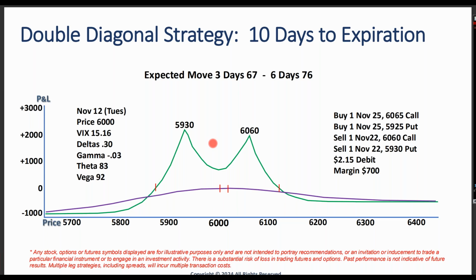$105, let's round it to 100. So if I'm paying a $2.15 debit, if that debit goes to 1.15, right, I'd get out. But again, the edge here is, then I would sell it for a 1.15 credit.